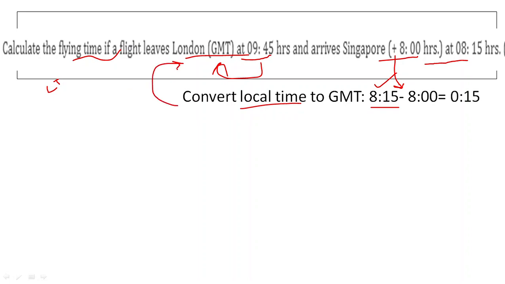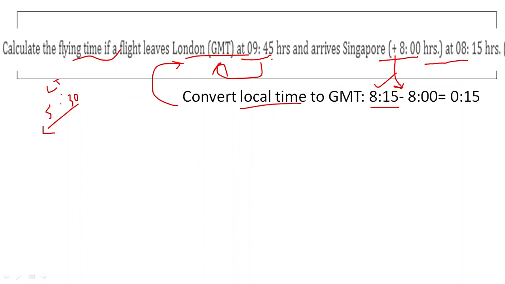That's simple. Like if India is 5:30 ahead of GMT, then GMT time will be 5:30 back, right? 5:30 before Indian time. So that is how you do it. If the time zone is plus, then you have to subtract the time zone number. If it is minus, then you have to add the time zone number.